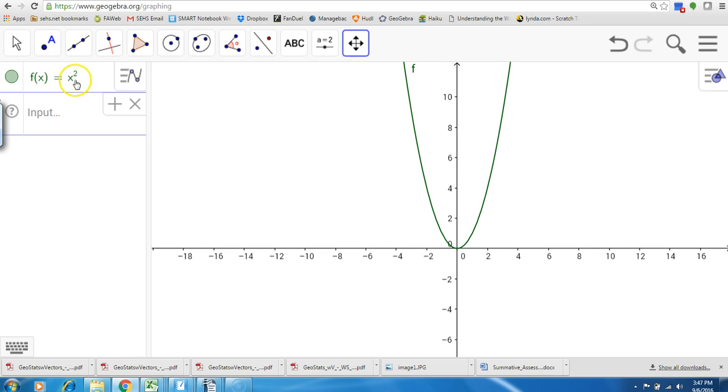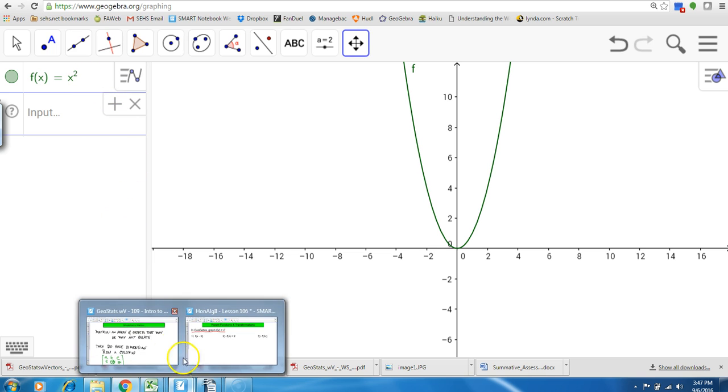Let's go to GeoGebra. I've already put in f of x equals x squared. I encourage you to do this yourself in GeoGebra, just so you get some practice working with GeoGebra. So we've got f of x equals x squared there.